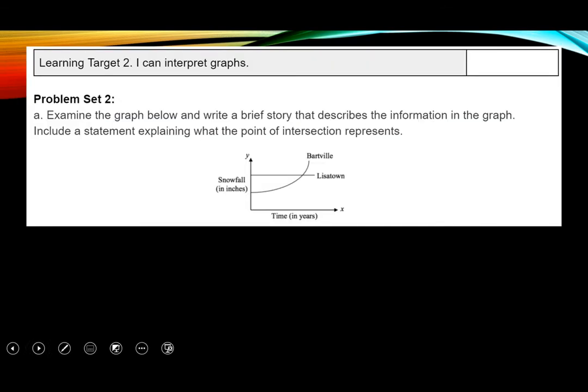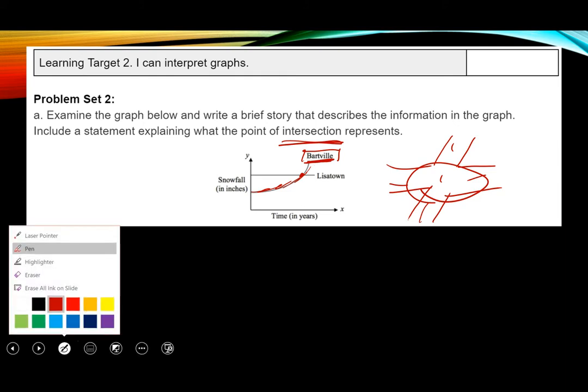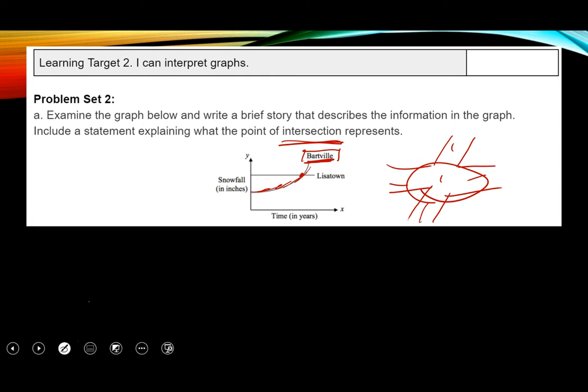All right, I can interpret graphs. So examine the graph below and write a brief story that describes the information in the graph. Include a statement explaining what the point of intersection represents. Okay, well, intersection, I know that's like when 2 roads meet, where they intersect, come together. And so here, this would be my point of intersection where the 2 lines meet. So here we're looking at Bartville, which is represented by this line here, and Lisa Town, which I'll do in orange.